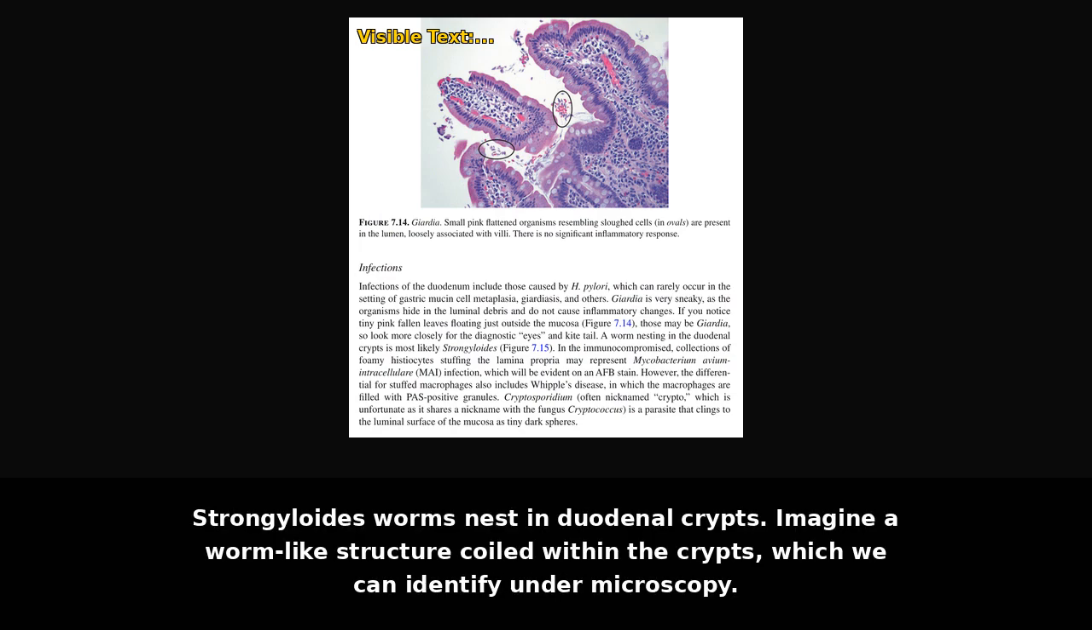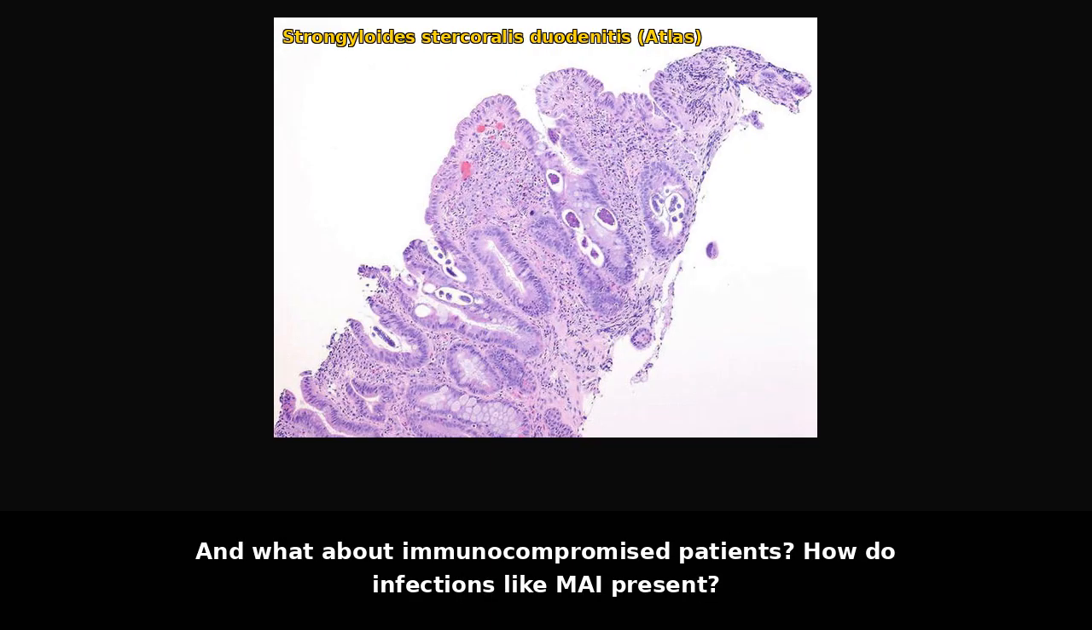Strongyloides worms nest in duodenal crypts. Imagine a worm-like structure coiled within the crypts, which we can identify under microscopy. And what about immunocompromised patients? How do infections like MAI present?